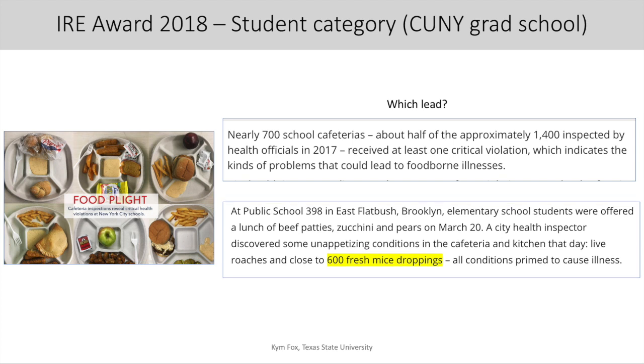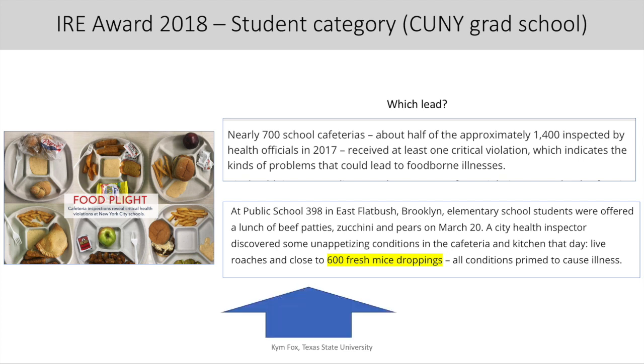At Public School 398 in East Flatbush, Brooklyn, elementary school students were offered a lunch of beef patties, zucchini, and pears on March 20th. A city health inspector discovered some unappetizing conditions in the cafeteria and the kitchen that day. Live roaches, close to 600 fresh mice droppings, all conditions primed to cause illness. So what do you think? I'm thinking this one, right?